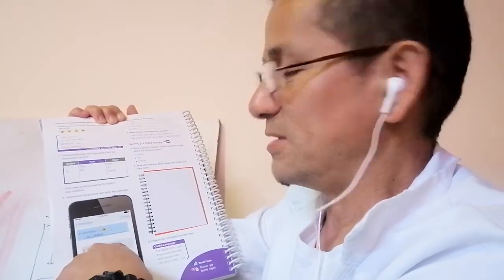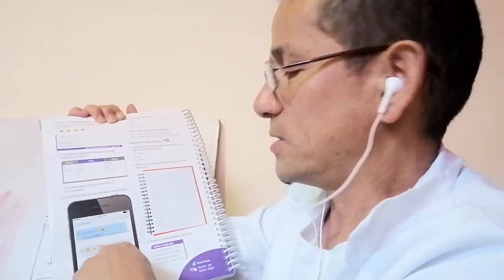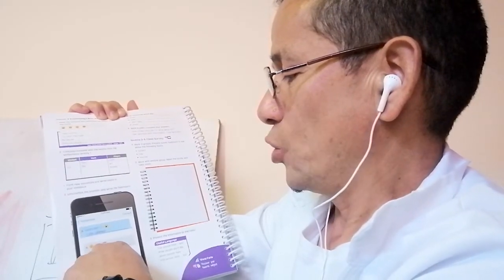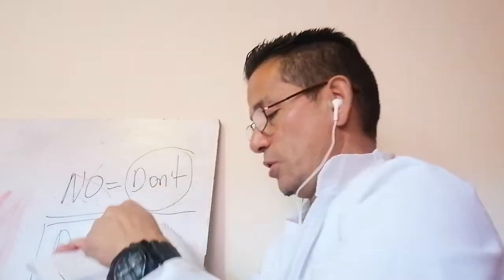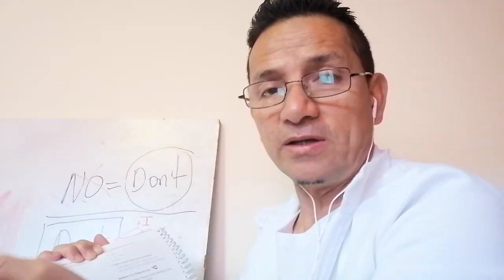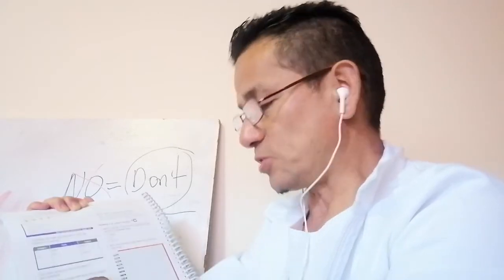Esta carita, ¿qué está diciendo? Este símbolo es de matemáticas. Entonces, B. We, ¿cómo se dice no en inglés? Don't. We don't like mathematics.